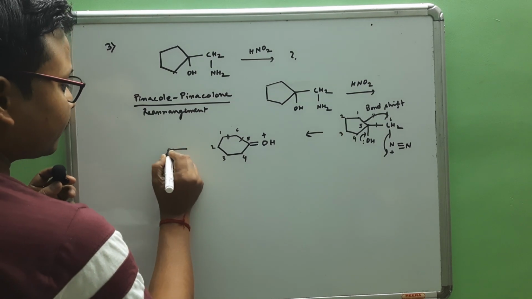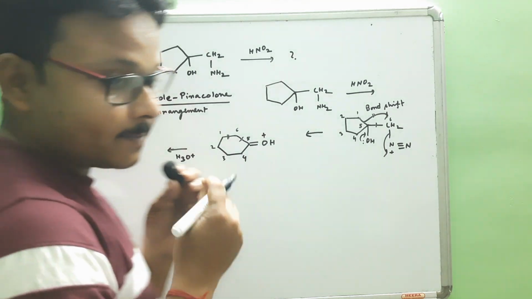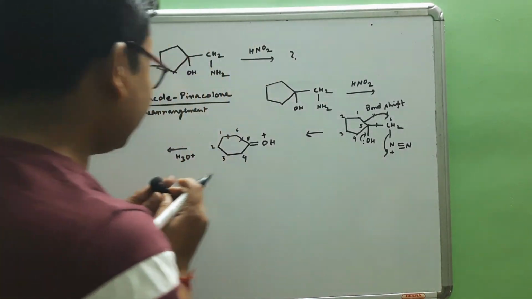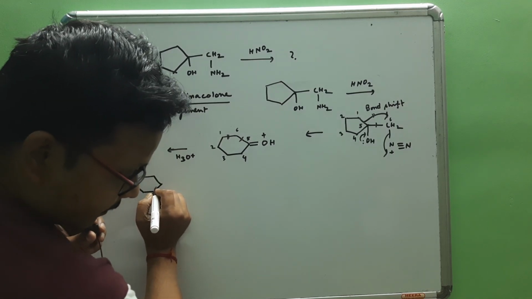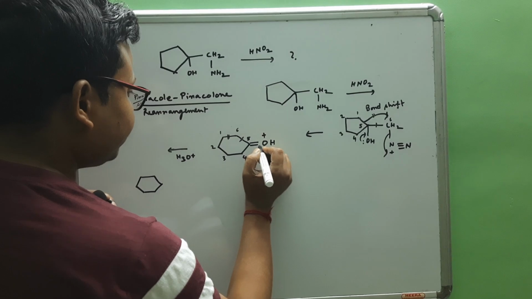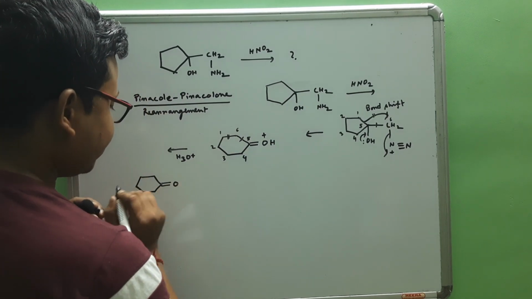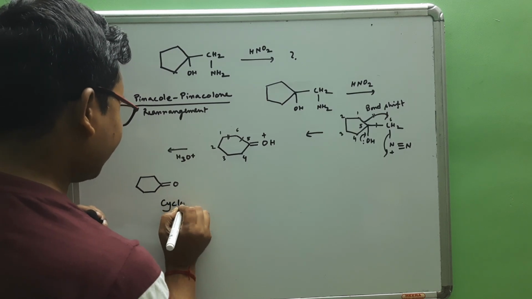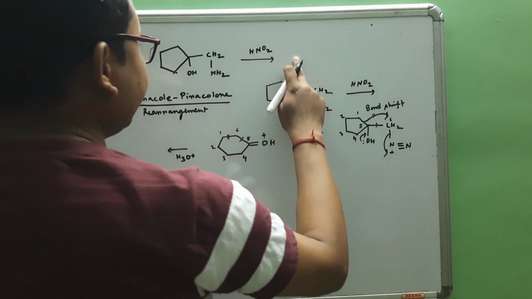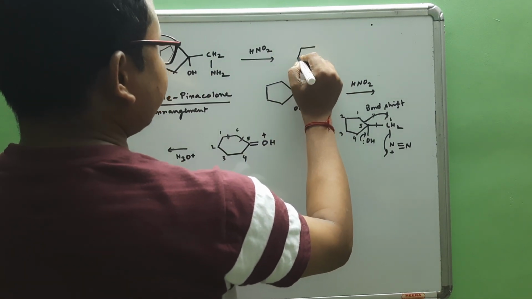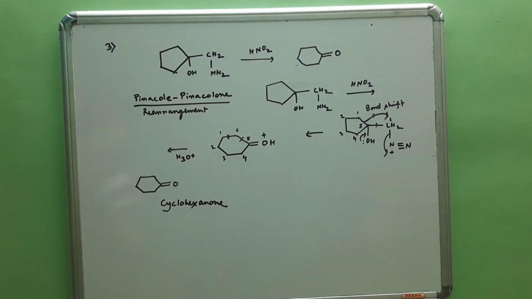Then H3O plus, basically obtained from HNO2. After treating with H3O plus, it gives this. So this is cyclohexanone. When HNO2 is applied to this, cyclohexanone will be formed. This is our end product.